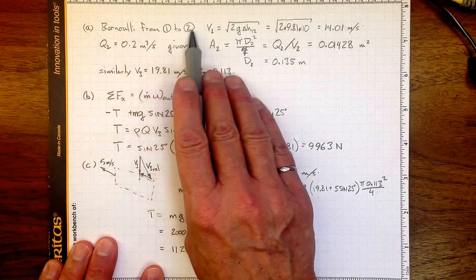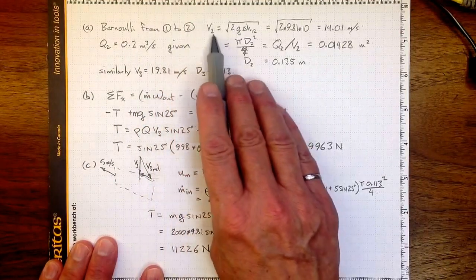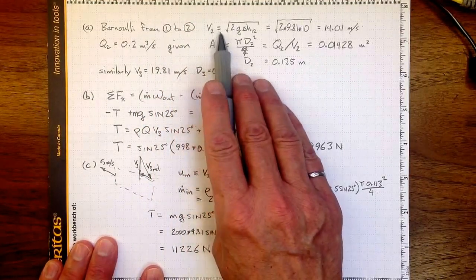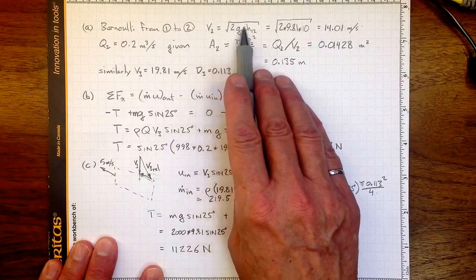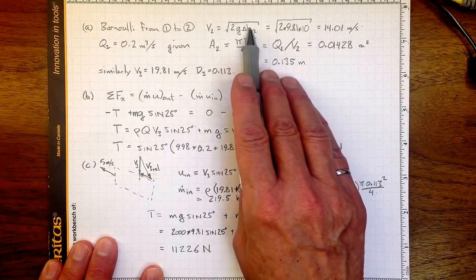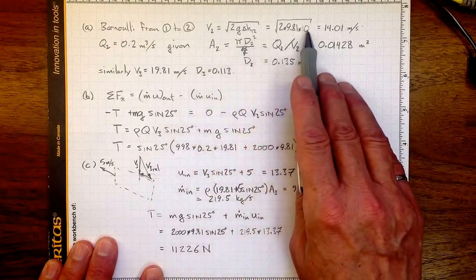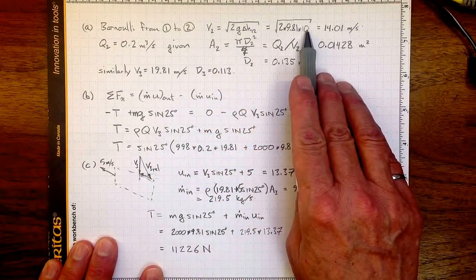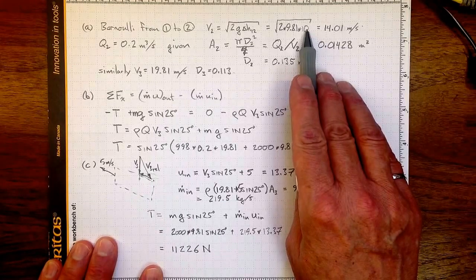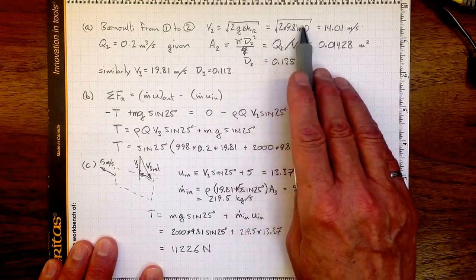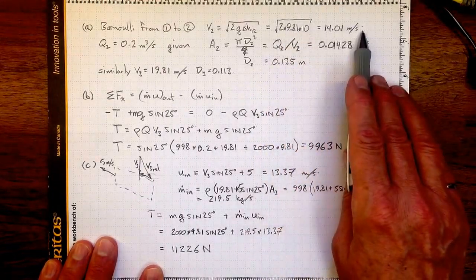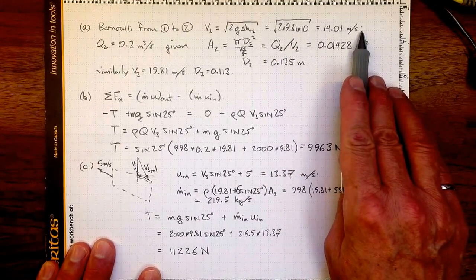So first, the easy parts. Bernoulli from location 1 to 2. If we apply Bernoulli, we wind up with V2 equal to the square root of 2g delta H1 to 2, because the pressures are the same at the top surface and at the exit. And that height difference is 10 meters down to the exit from the reservoir. So the square root of 2 times g times 10 is 14.01 meters per second.